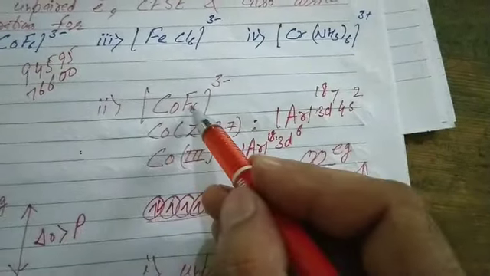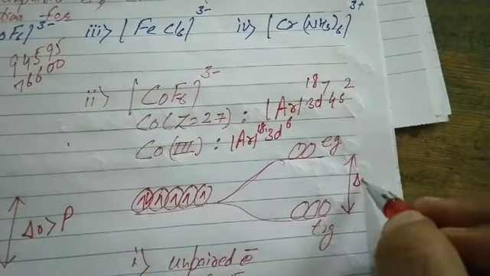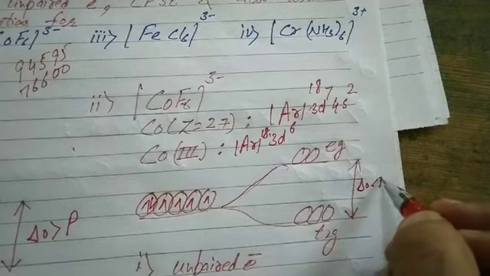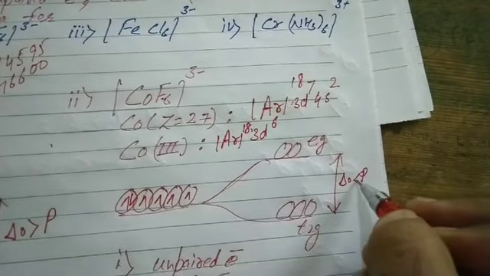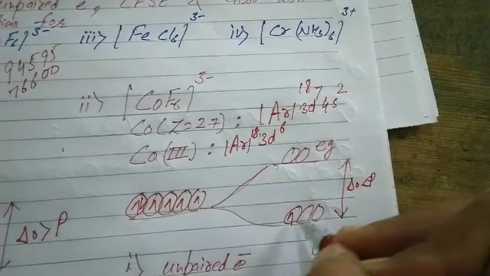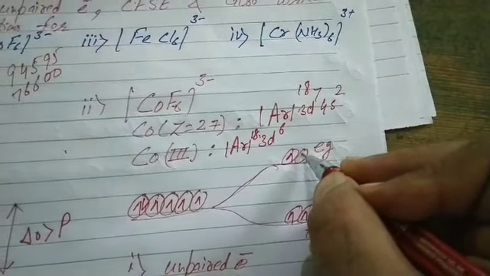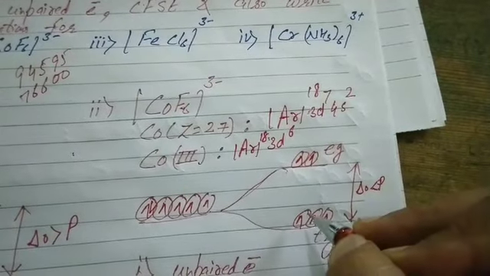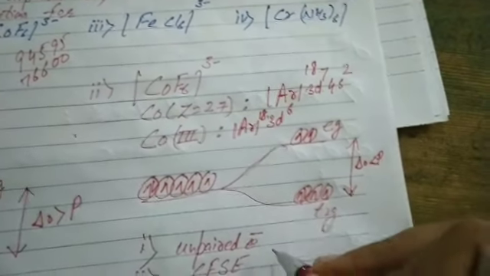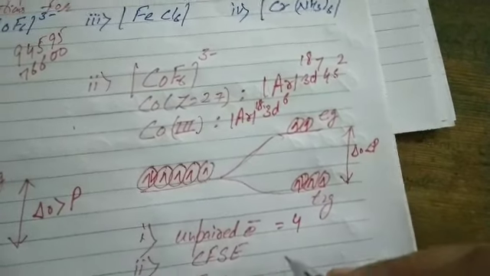Now check the nature of the ligand. It is clear, a halogen, weak field ligand. It means I will write delta naught is less than P, because it is a weak field ligand. Now add the first 3 electrons in t2g and the next 2 in eg. After this, all sets are half filled, so start pairing because there are 6 electrons in total. Students, how many unpaired electrons are there? It is clear, 4. High spin complex.